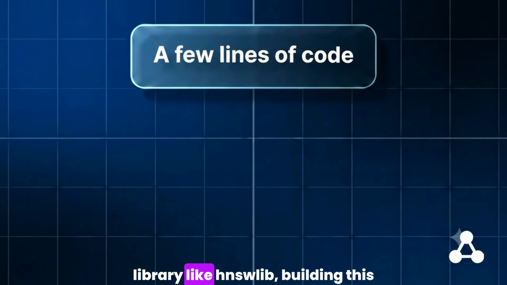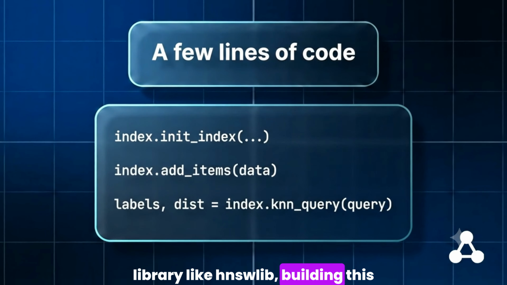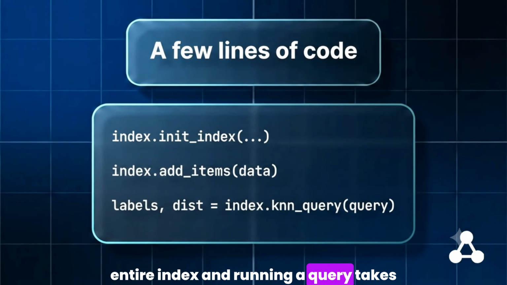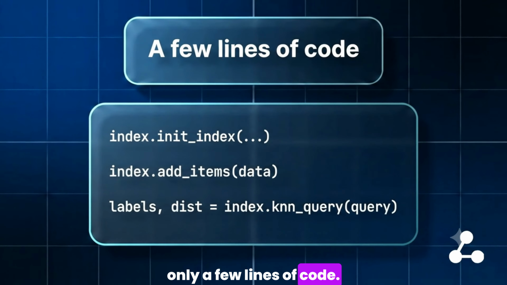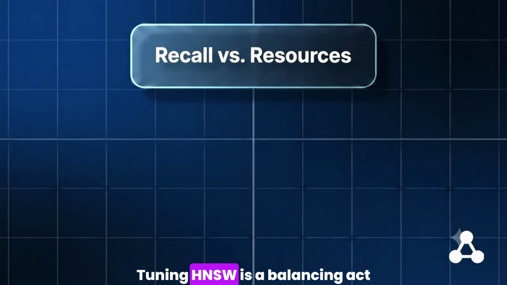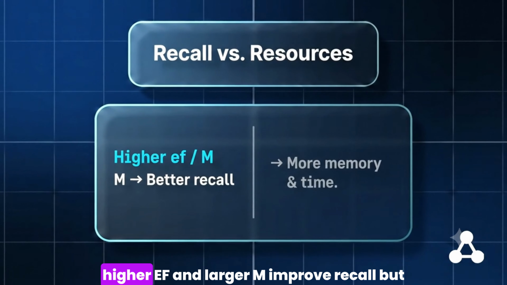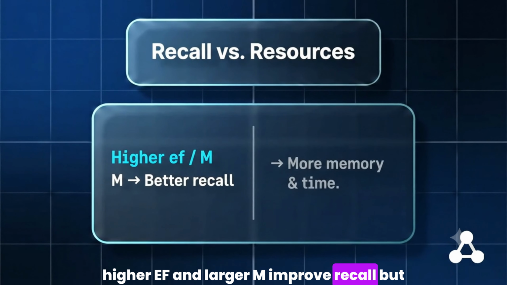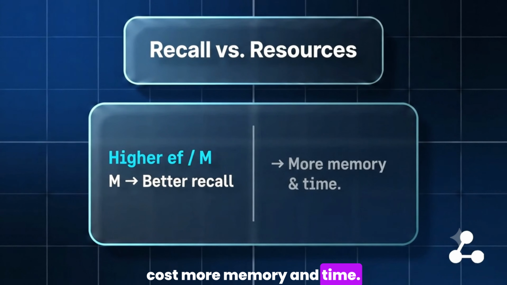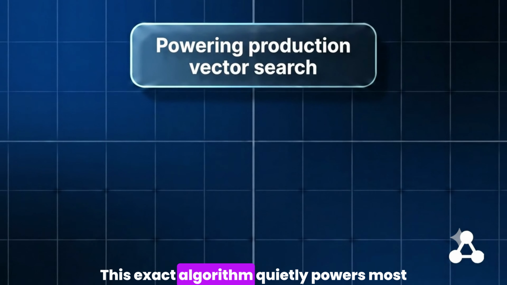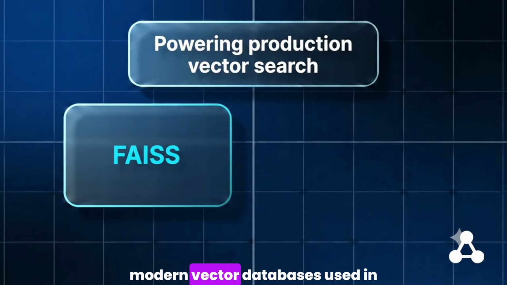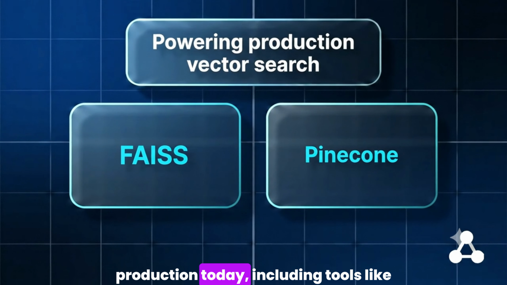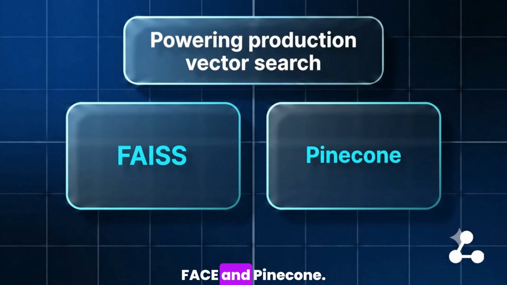Using a library like HNSWlib, building this entire index and running a query takes only a few lines of code. Tuning HNSW is a balancing act. Higher ef and larger M improve recall, but cost more memory and time. This exact algorithm quietly powers most modern vector databases used in production today, including tools like FAISS and Pinecone.